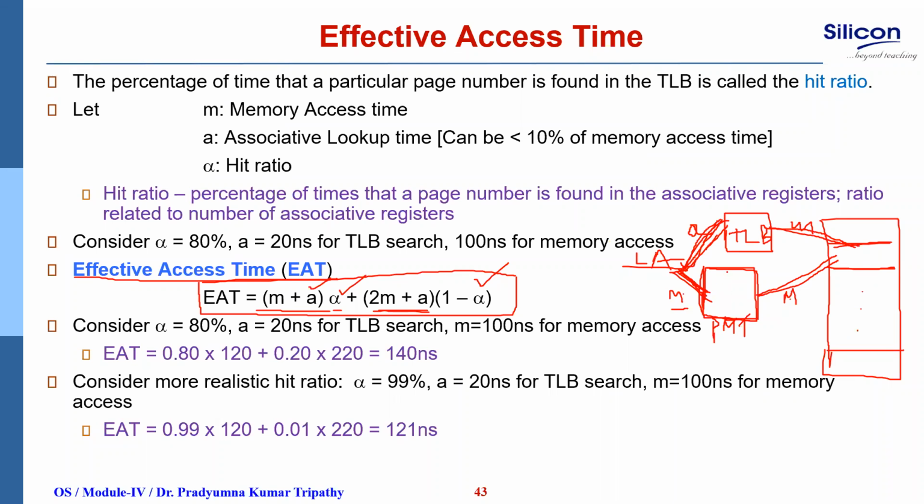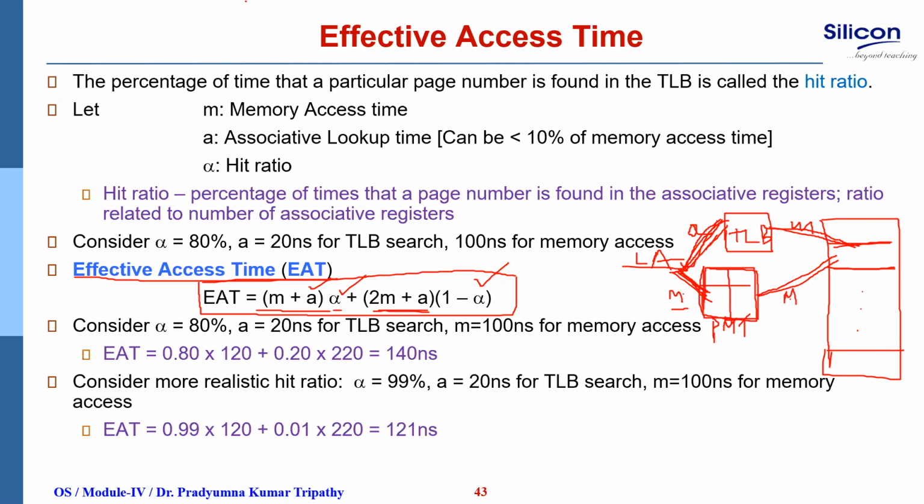Once I got from the PMT, what is there? The frame number is there. Once I got the frame number, I will go to that frame number to access. That means again I have to access the memory. So I am accessing the memory 2 times. One for searching the PMT. Once we got the address, again we go to the memory to that location, to access the data. So that means we are accessing memory 2 times, along with the time lost due to unsuccessful search in TLB, that is A. Therefore, it is 2M plus A.